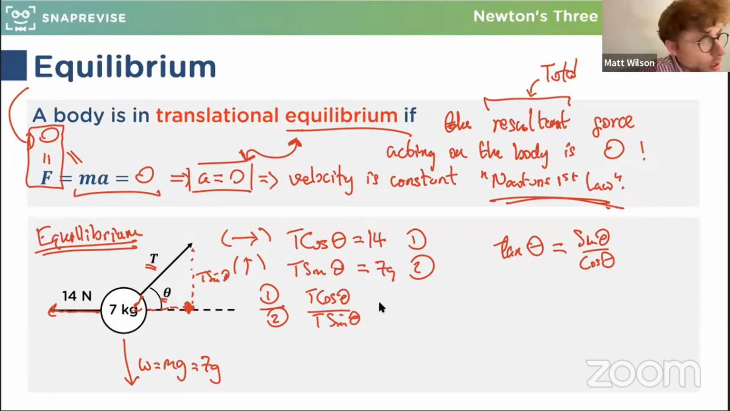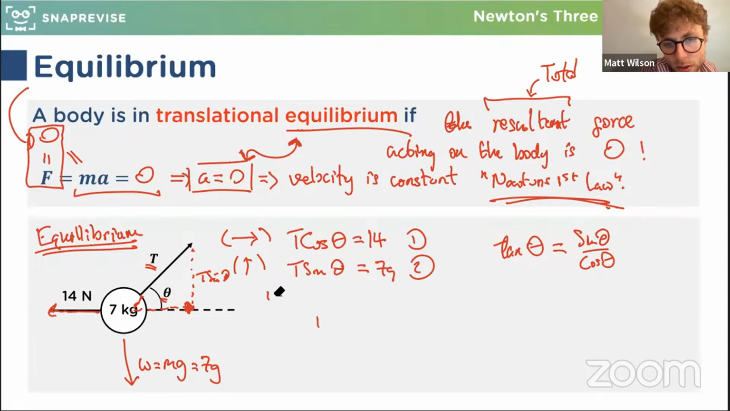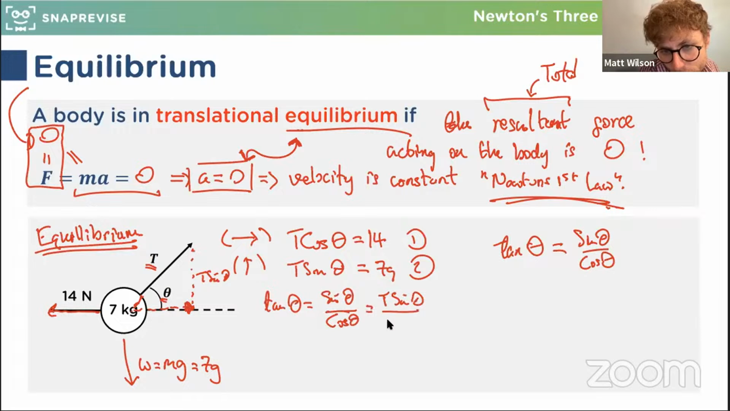Now, I actually wanted to go the other way around. I wanted to do sine theta over cos theta here, so that I could use this trick I just introduced about tan theta. So recall that tan theta is equal to sine theta over cos theta. But I can just put a T on top and a T on bottom: T sine theta over T cos theta.